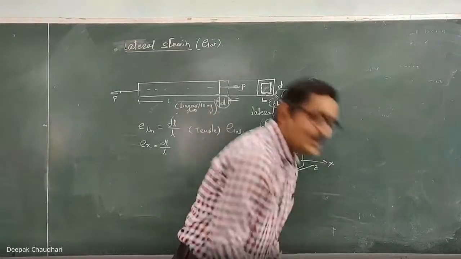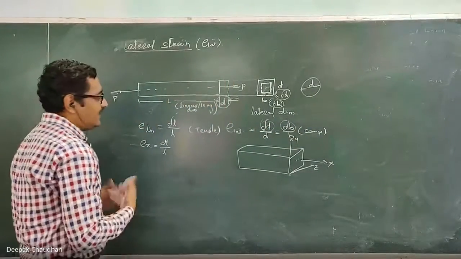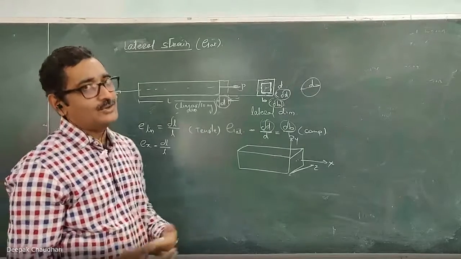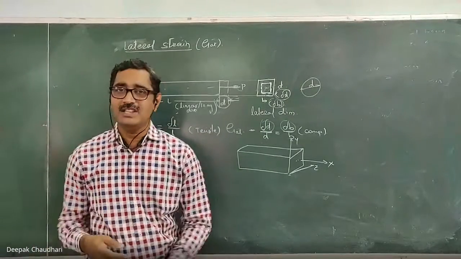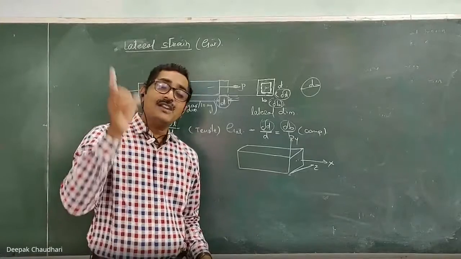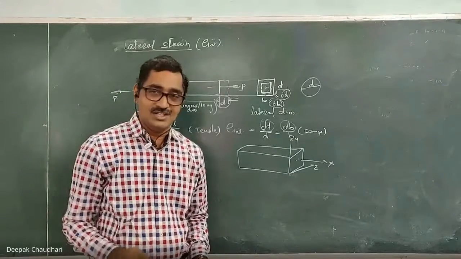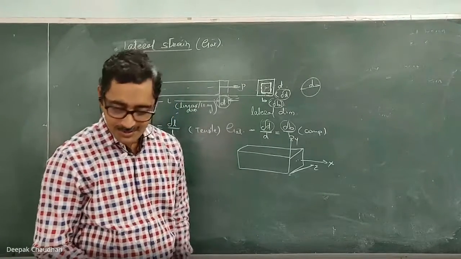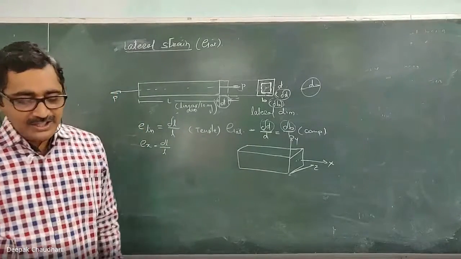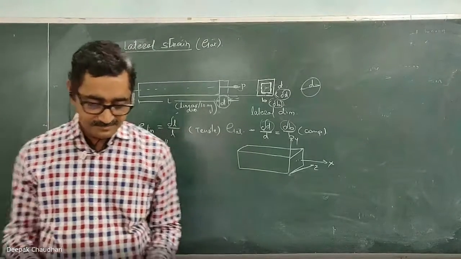So linear strain is a strain in the direction of the applied force. Lateral strain is a strain in the direction perpendicular to the applied force. Both are opposite in nature. If one is tensile, the other one is compressive, and both are always associated with each other. Understood? Now, this linear strain and lateral strain are not independent of each other.